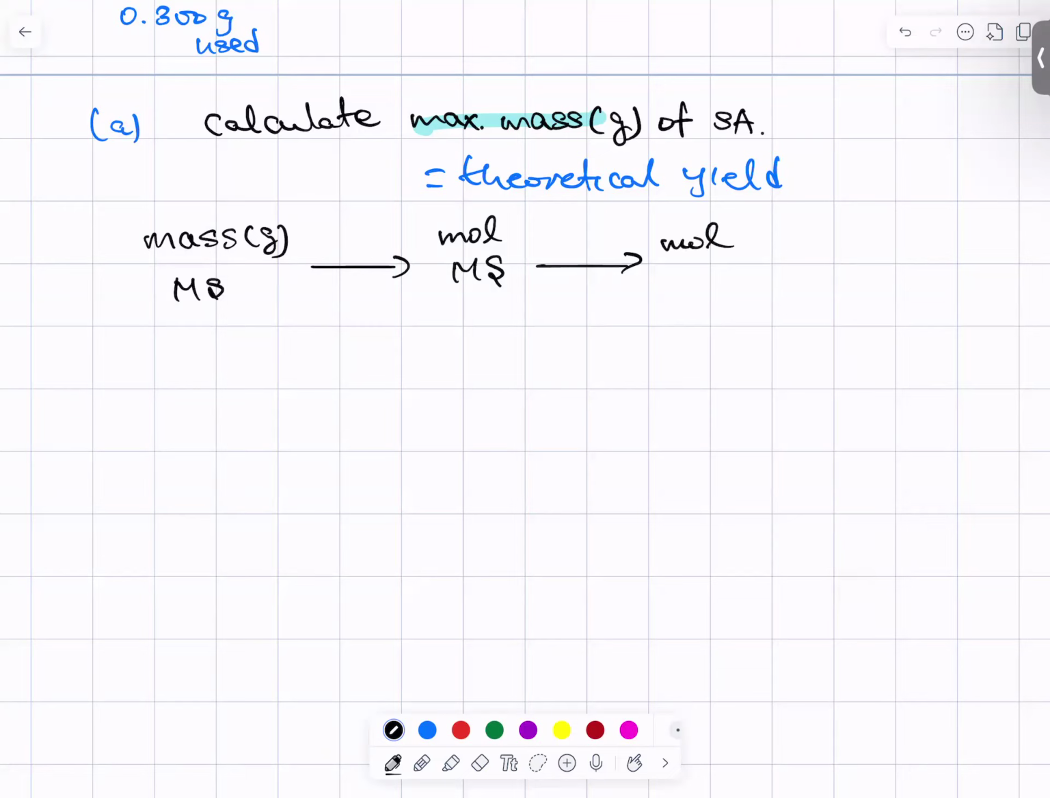So moles of salicylic acid. Once you know the mole number, then we can convert this into the mass in grams of salicylic acid. So the first step is mass to mole conversion. Let's use the molar mass of methyl salicylate.